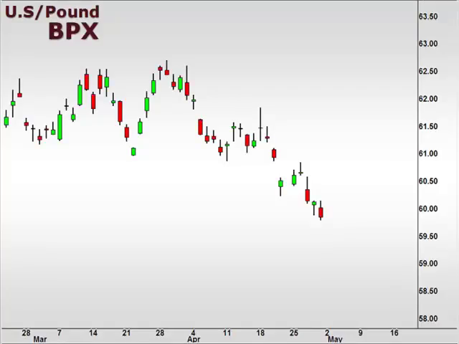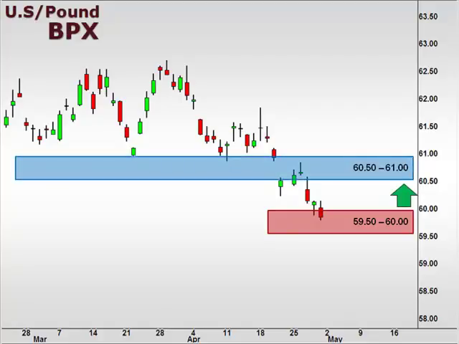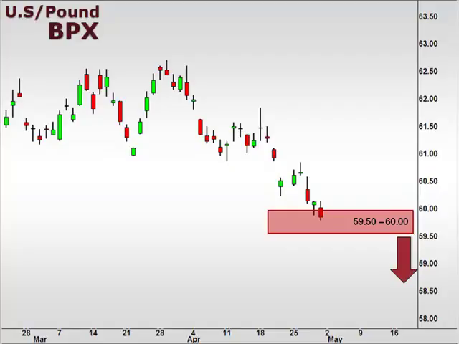Let's take a look at the BPX, the U.S. versus the British pound. Well, the BPX is hitting a target at 59-60. A bounce could test resistance at 60-61. However, the current trend is to the downside.